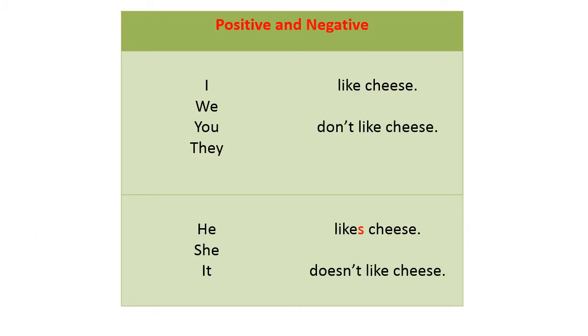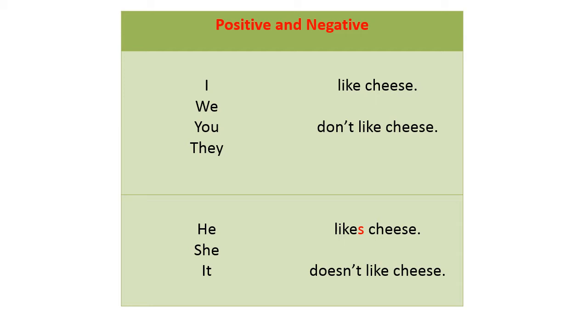Let's move to the second step, positive and negative. I like cheese. This is a positive sentence. We like cheese. You don't like cheese. They don't like cheese. I like and we like are positive. Negative: you don't like cheese, they don't like cheese. So we use not in the negative case.